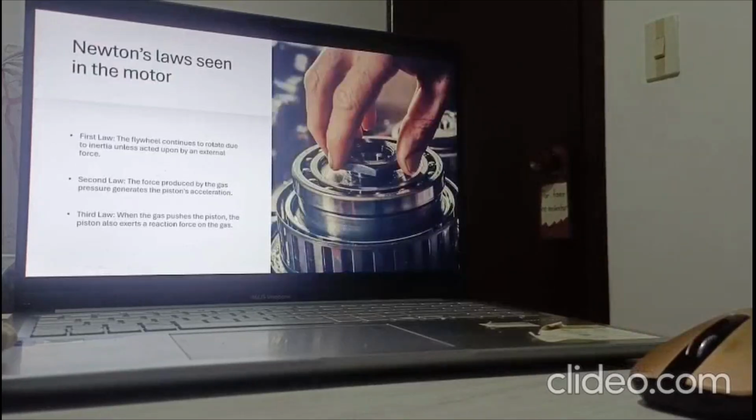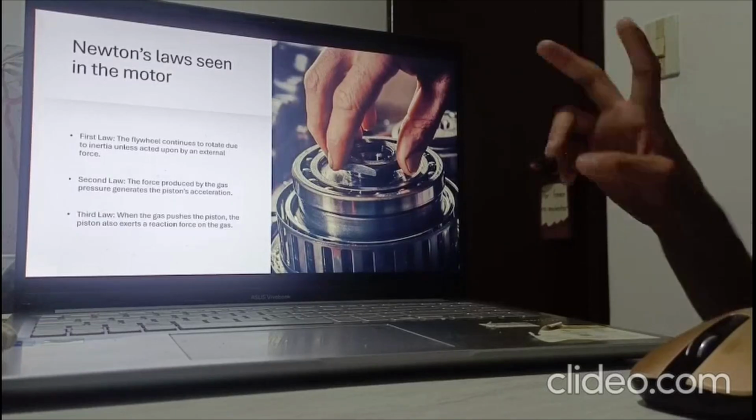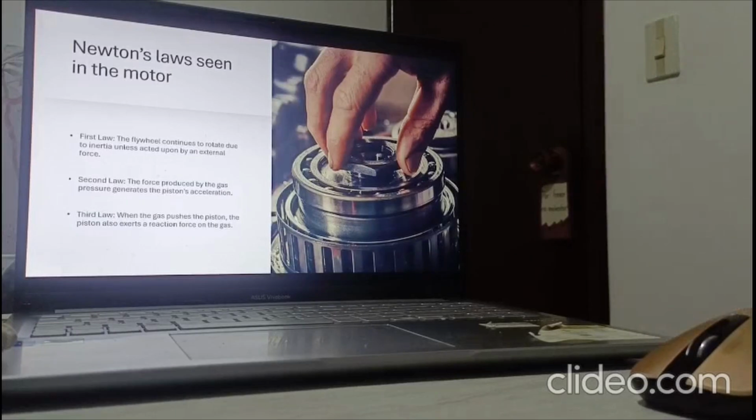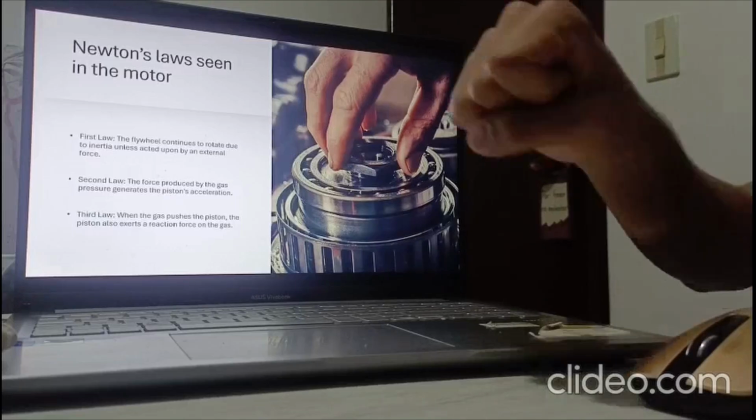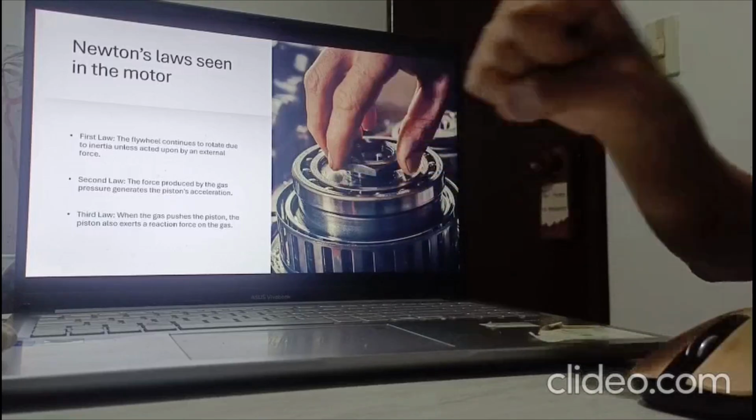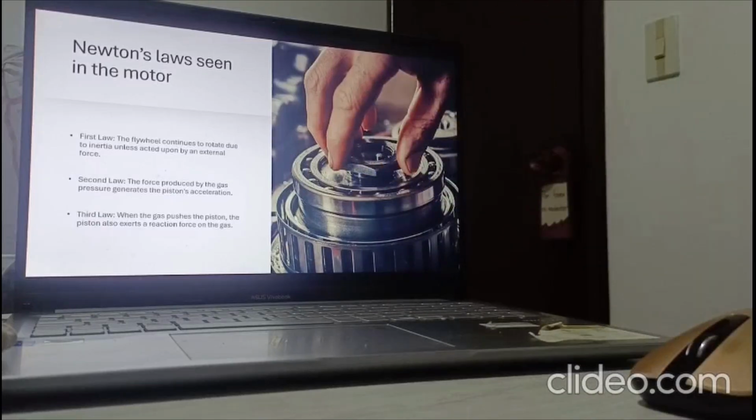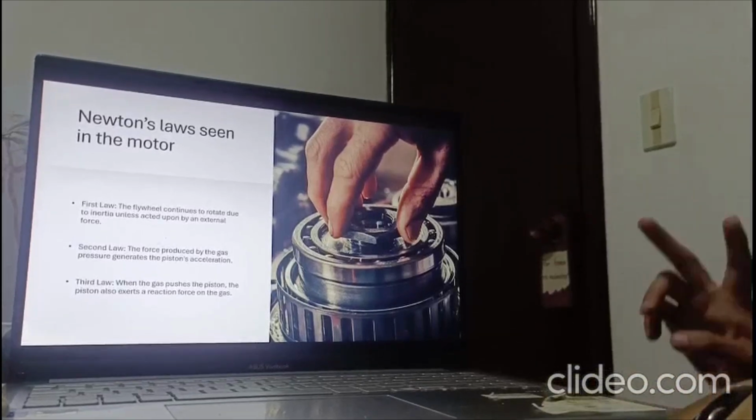And of course, Newton's laws in the motor. The first one basically talks about how some force can make an object that is static move, and that's happening in the syringe when the plunger moves out, in, out, in, out, in, leaving its state of rest.